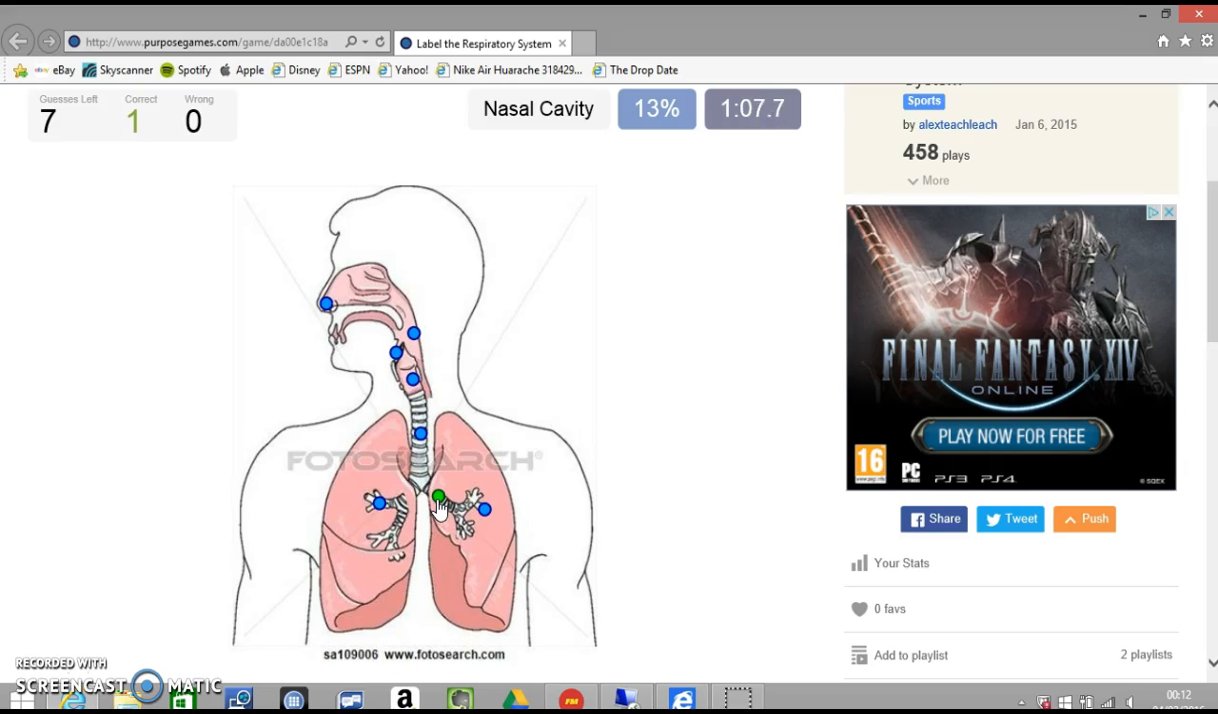The next one is the nasal cavity. Most people would know it as the nose, just at the middle of the face. The function is where air enters the body, and it contains cilia to help filter out dust and particles. Basically, this means like hair in your nose, it just stops it getting through.